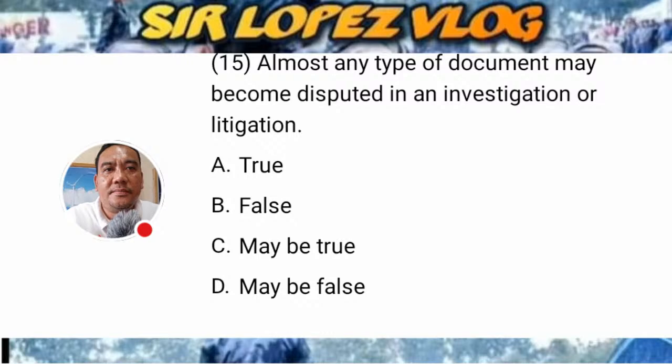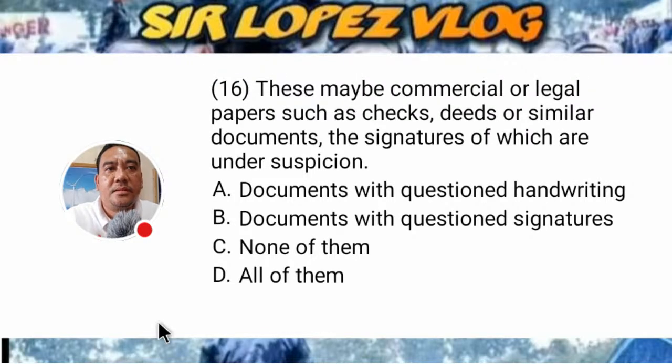Number 16. This may be commercial or legal papers such as checks, deeds, or similar documents, the signatures of which are under suspicion. A. Documents with questioned handwriting. B. Documents with questioned signature. C. None of them. Or D. All of them.